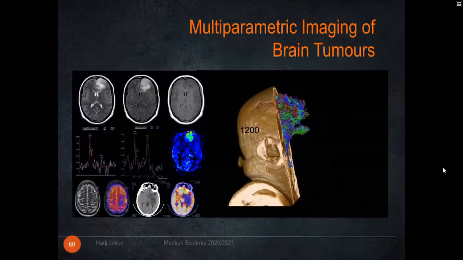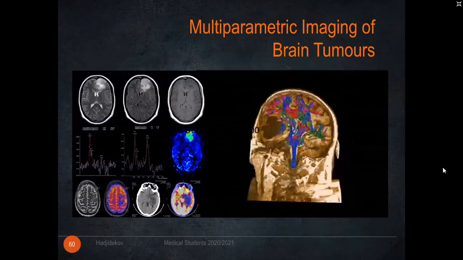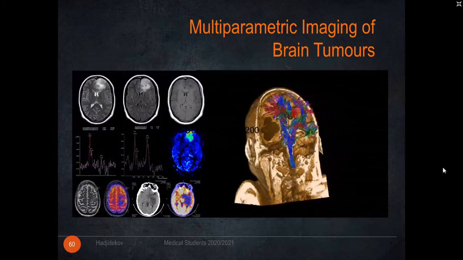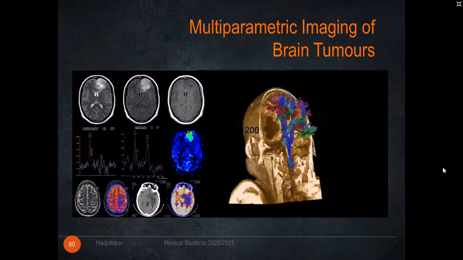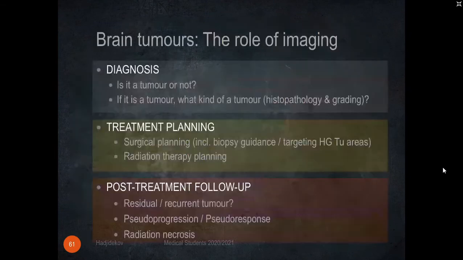Okay, so this was until now about ischemic and hemorrhagic stroke, and now we will speak a little bit about brain tumors, which is probably the most interesting part for you in this presentation. For brain tumors, of course, the role of imaging is crucial. With MRI especially, we should make the diagnosis and tell if there is a tumor or not, and if we find a tumor, what kind of tumor it is.